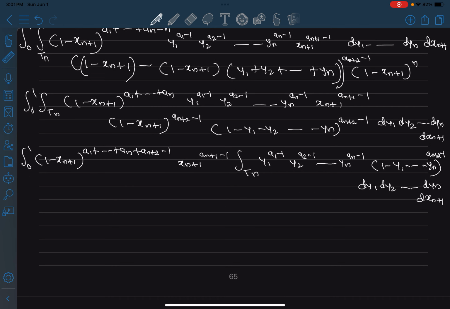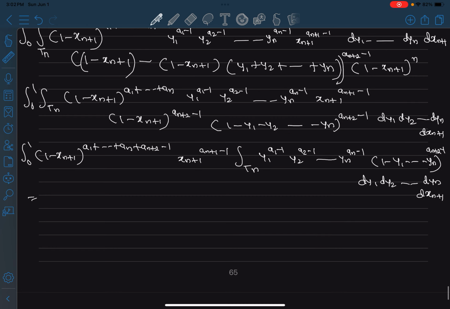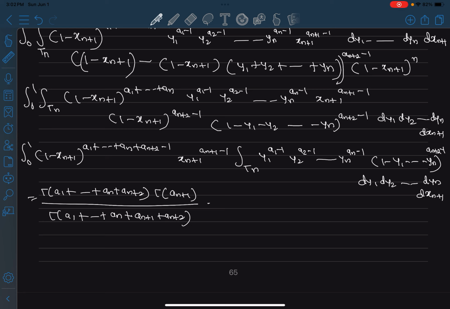We can deal with these x's and y's separately because they seem to be completely independent, right? So we can just do this integral separately, it doesn't really matter, because if there's no common variable, I mean, there's no y used over here. So this one will just be a beta function, right? Of this thing and this thing. So that will be gamma of a1 up to an plus 2, right? And then this will be gamma of an plus 1 by gamma of a1 up to an, and also there's an plus 2, but we are also adding an plus 1, right? So this is the first integral.